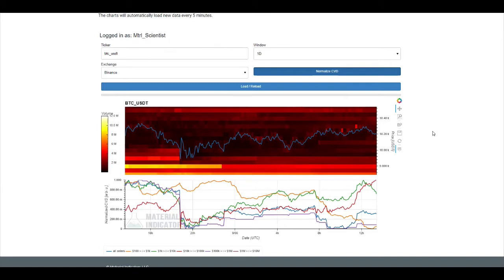Today I would like to introduce you to the first version of our web app. Now on this page you can see two charts. Let's first start with the top chart.